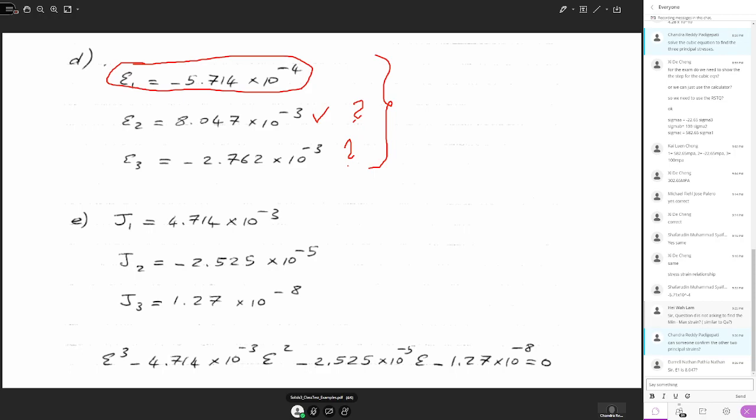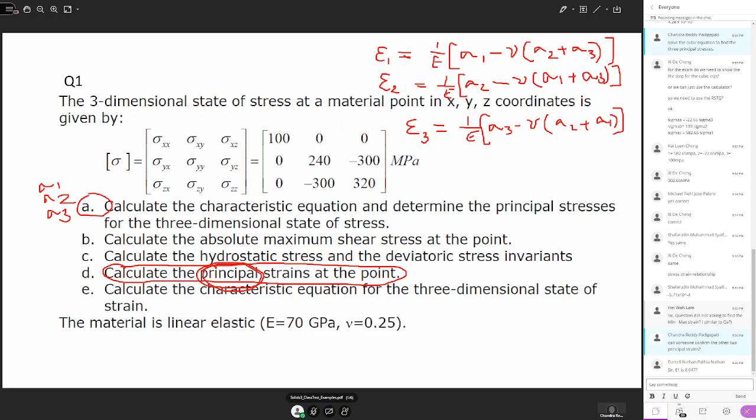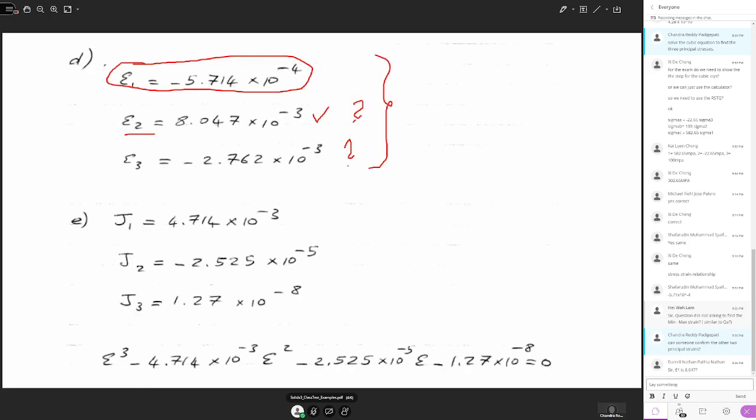Okay, Daryl says the first is epsilon 2, right? Okay. Doesn't matter which is epsilon 1 or epsilon 2, because you are just following the equation here. So calculate as per this equation. What are the three principal strains? Okay, so epsilon 2 will be 8.047 into 10 power minus 3. What about epsilon 3?